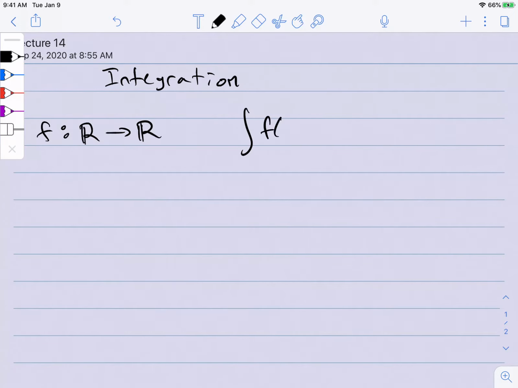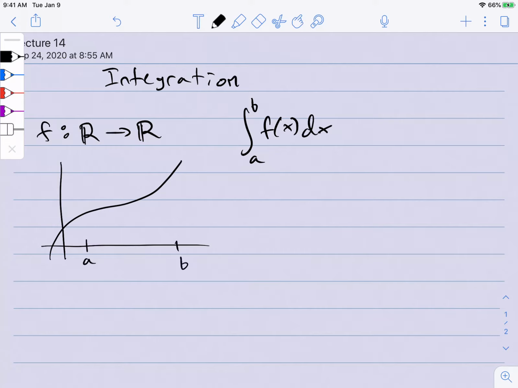So what is the integral of a function f of x, where x is real, from an interval a to b? So the idea, remember, we've all seen this picture many times, is coming from area under the curve. It's one way of thinking about it.